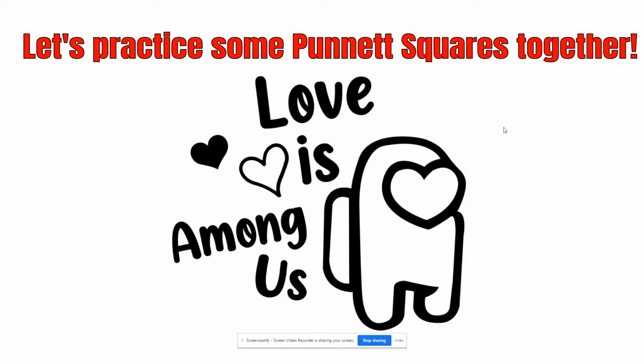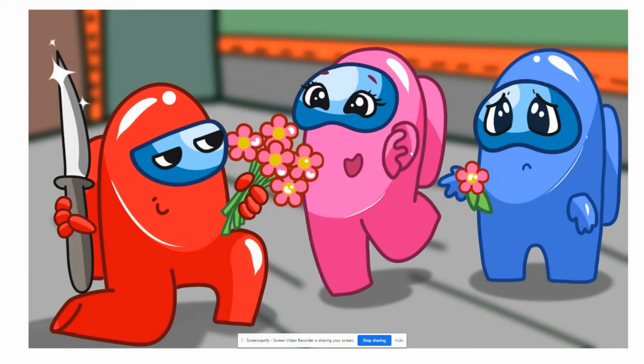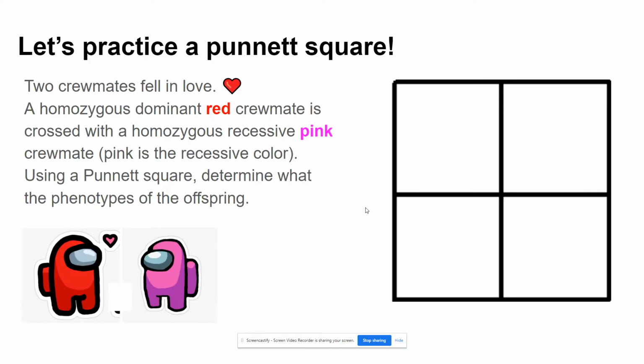Guys, let's practice some Punnett squares together. Among Us: we have two crewmates, a red one and a pink one, that are going to fall in love and create some baby crewmates. Let's see the probability of their offspring. We're going to do this by using a Punnett square.